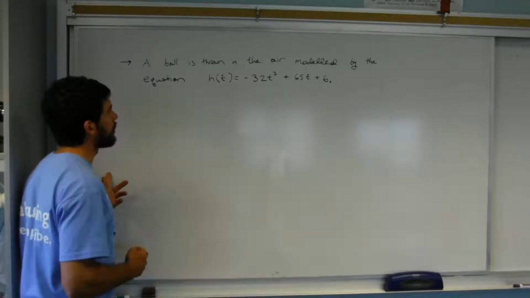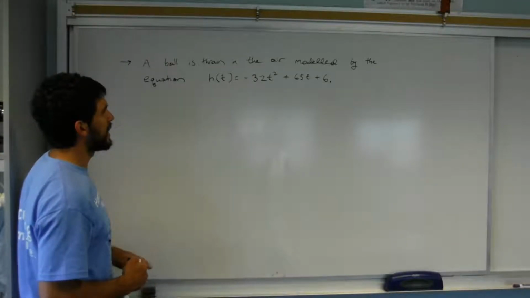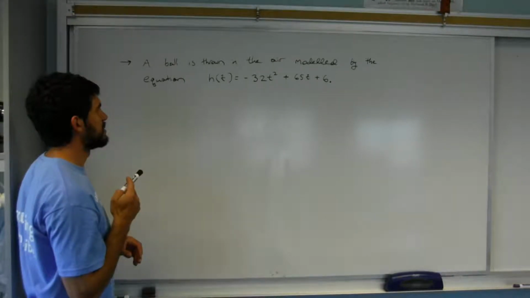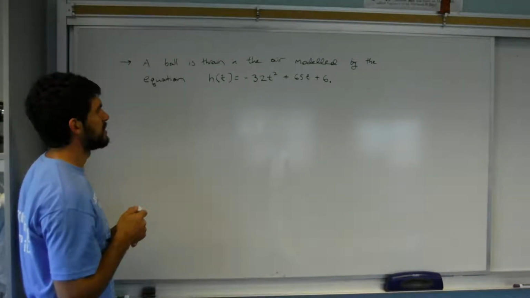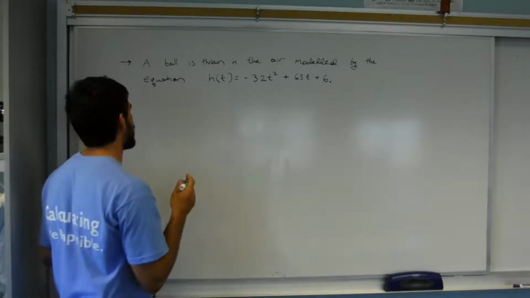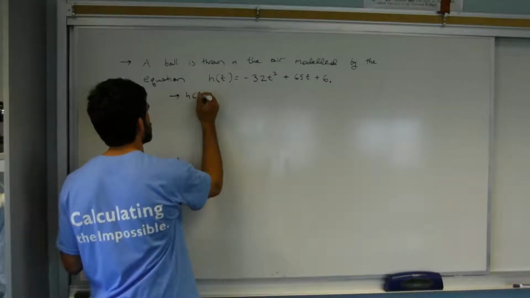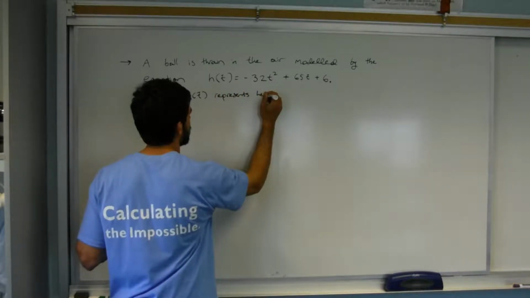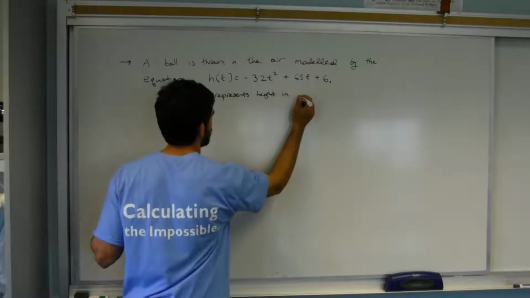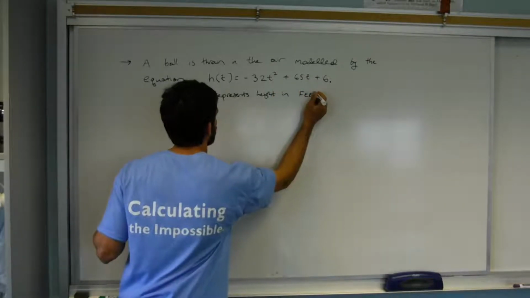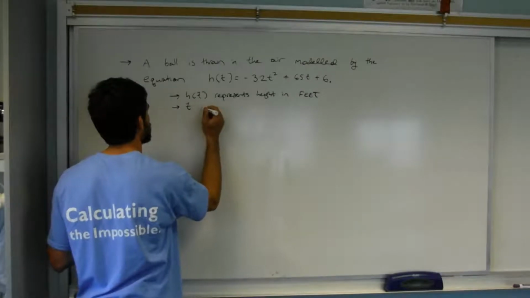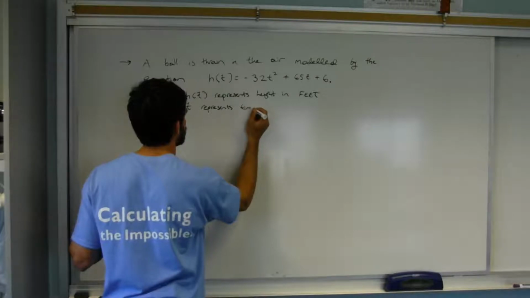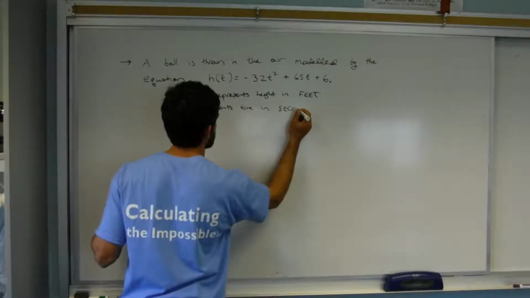So we start with an example. A ball is thrown in the air, modeled by the equation h of t is equal to negative 32t squared plus 65t plus 6, where h of t represents the height in feet, and t represents the time in seconds.